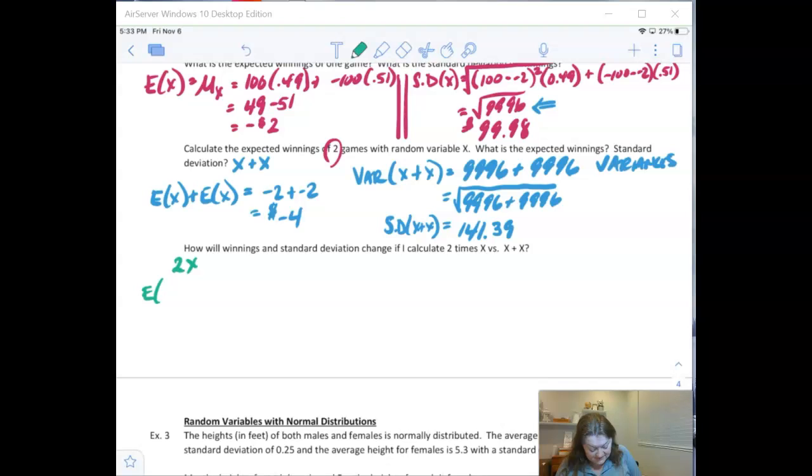So if I want to find the expected value of 2x, I just do whatever they say. That would be 2 times -$2, which would be -4. So from that standpoint, the average seems the same. Let's say instead of whatever I put down to play the first one, I put down twice as much, I'm still going to end up in the same spot. So -4 would be my average if I just doubled the first set of winnings.